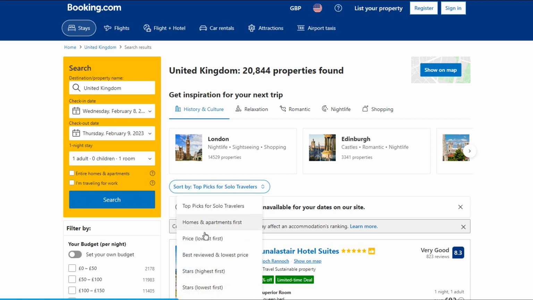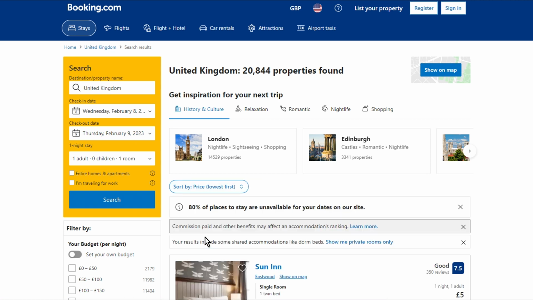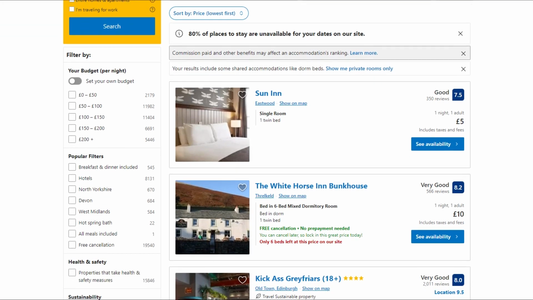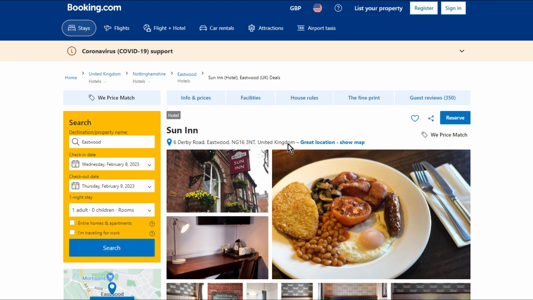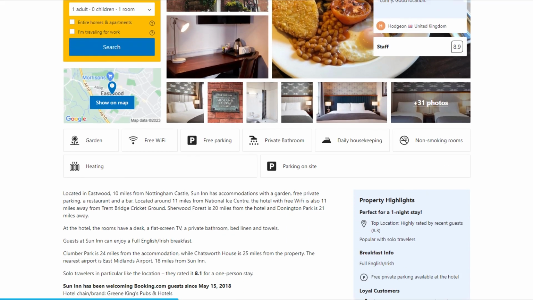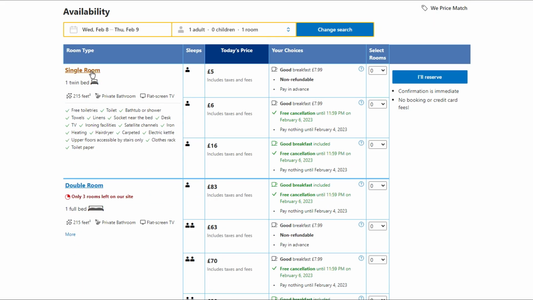So it never shows cheapest first, we have to set price to cheapest. And let's see what's cheapest. £5 a night for Sun Inn. Now on my pre-research, when I did some pre-tests for this video, this one is a bit dodgy. Because if you scroll down, single room, £5 a night. Double room, £83 a night. Something's not right there. I think the person made a mistake when they entered their prices into booking.com.